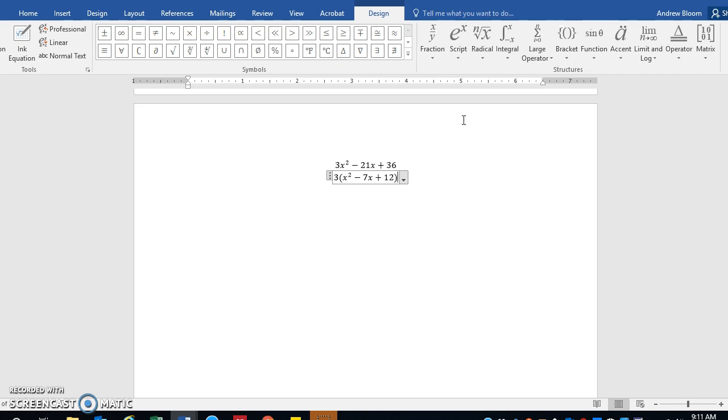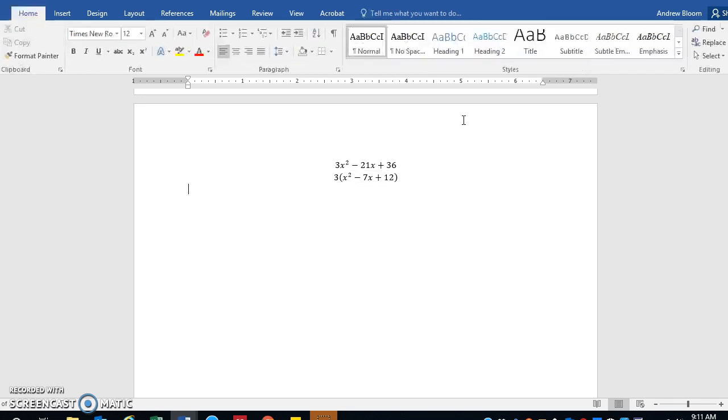And like with everything else, we always want to check. 3 times x squared is 3x squared. 3 times negative 7x is negative 21x. 3 times 12 is 36. And so our second line is equivalent to our first line.